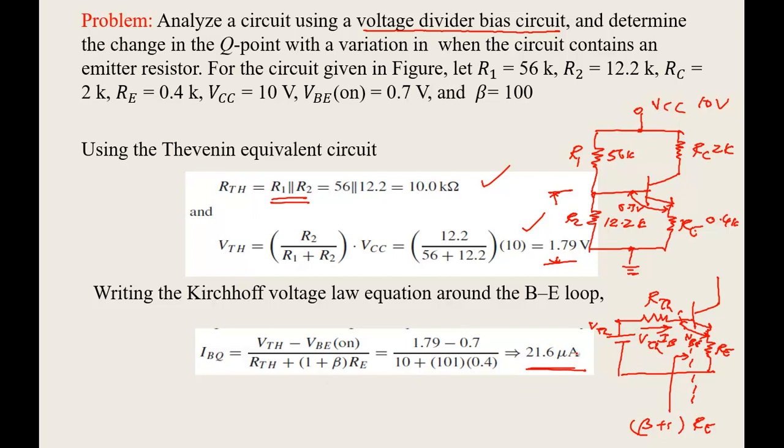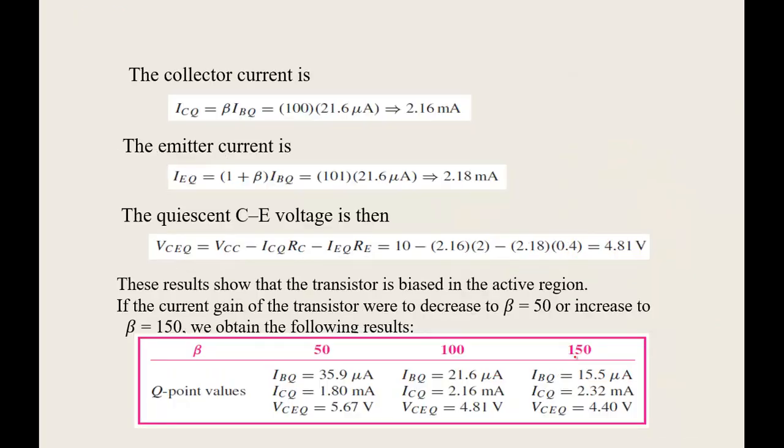Is that okay? Fine. Now for the collector current, obviously you can use the formula ICQ is equal to beta IBQ. With that you can easily arrive at a value of 2.16 milliampere. And the emitter current, obviously we know, is nothing but (1 plus beta) IBQ. With that you can easily find out 2.18 milliampere.